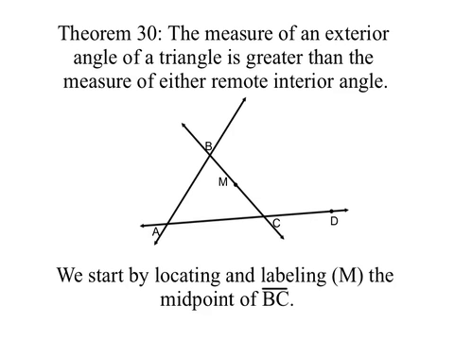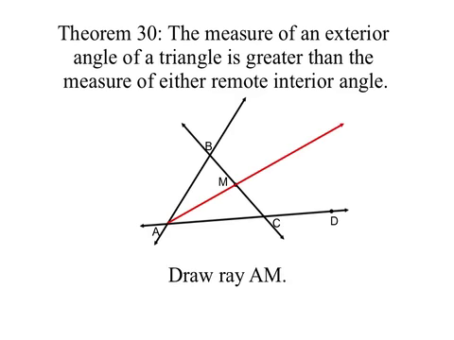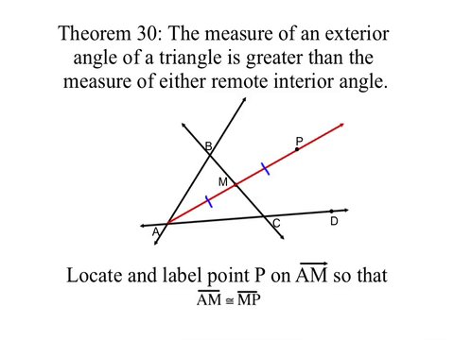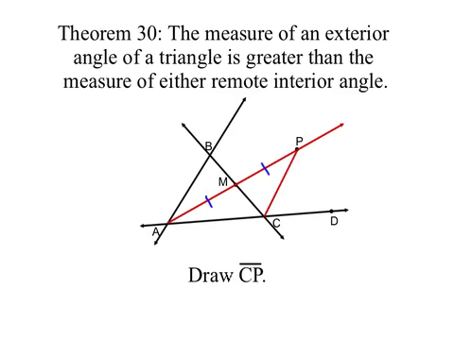And we're going to start by finding the midpoint of side BC and labeling that midpoint M. And then we'll draw the ray A towards M, and we can do that because, of course, 2 points determine a line, in this case, of course, a ray. And then we're going to mark the point P on that ray so that AM is congruent to MP, so that M is also the midpoint of the segment AP. And then we'll mark those 2 segments as congruent. And then we're going to draw CP because we can. 2 points determine a line, in this case a segment.